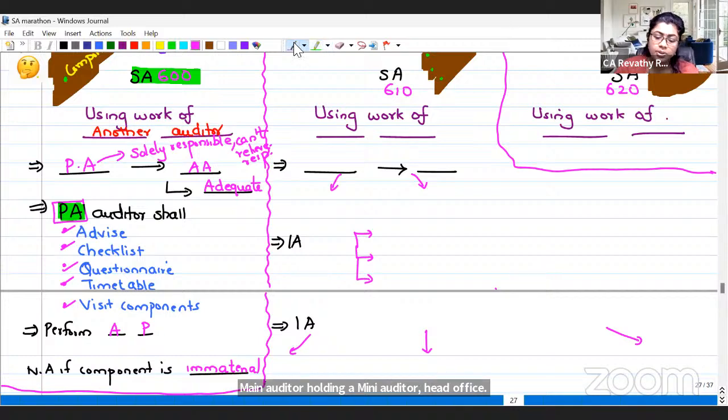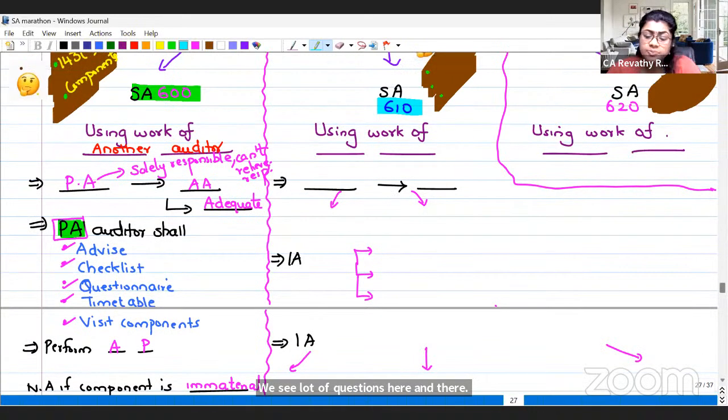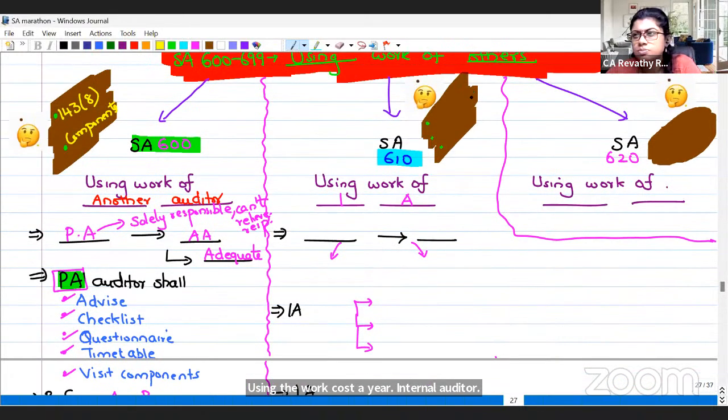Guys, if that is clear, can we say 610? I said no, the series will be over like this. 610 is important. We see a lot of questions here and there. What is 610, guys? Using the work of IA, internal auditor. And when you hear internal auditor, CARO, wherever you go, I'm there. CARO clause number 14. Then SA 610 will come. Plus section 138 of Companies Act. No need of detail.